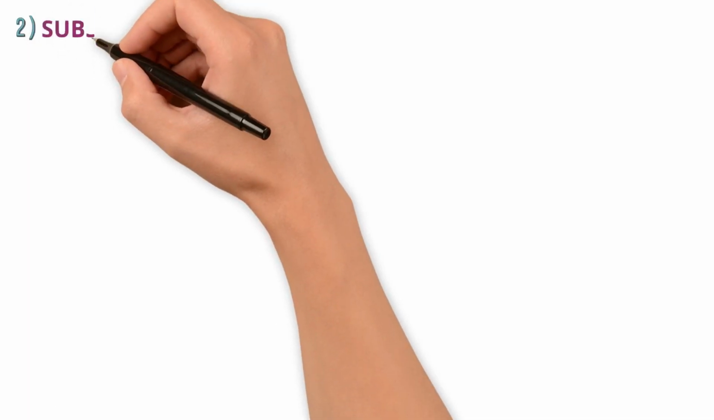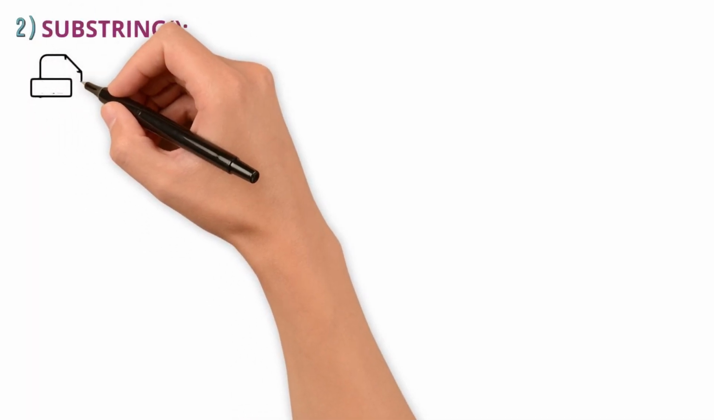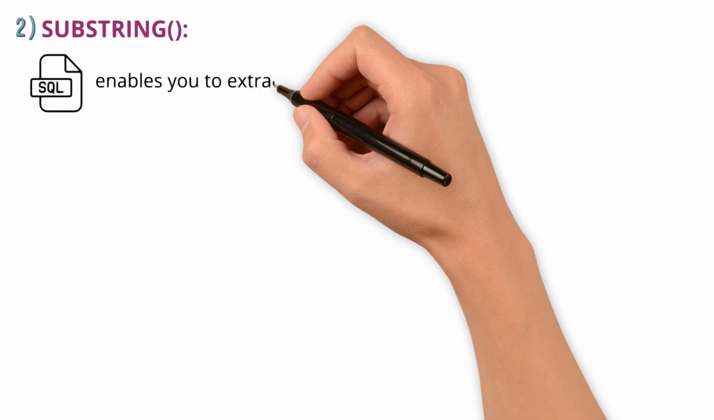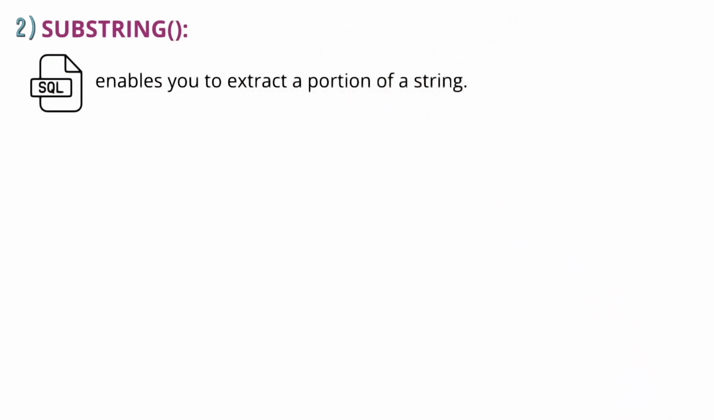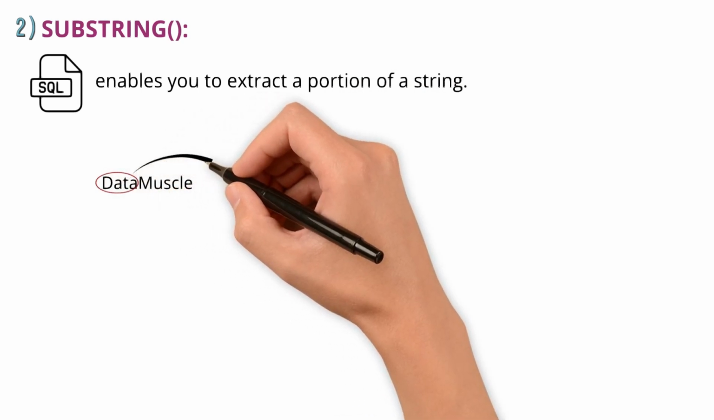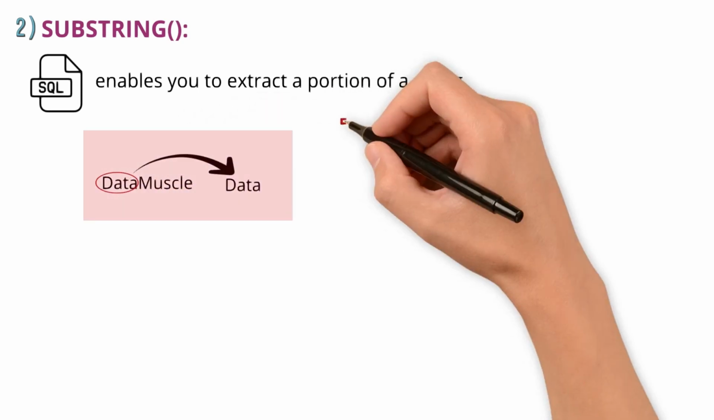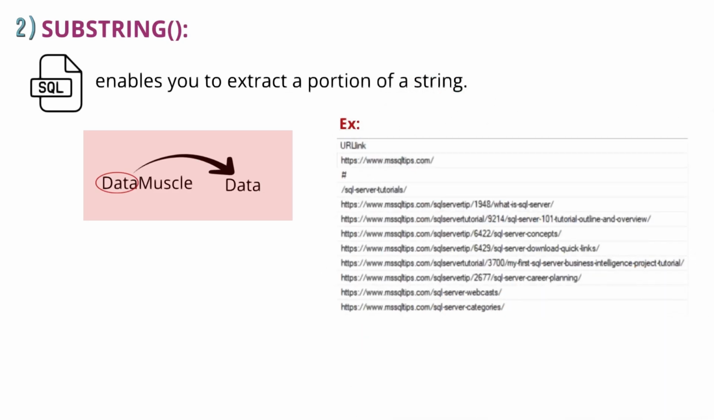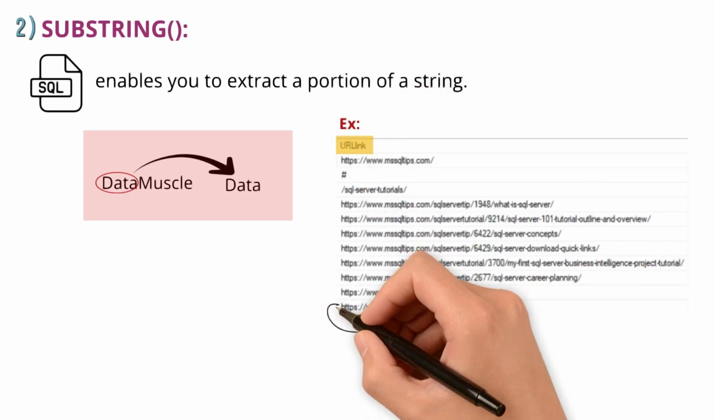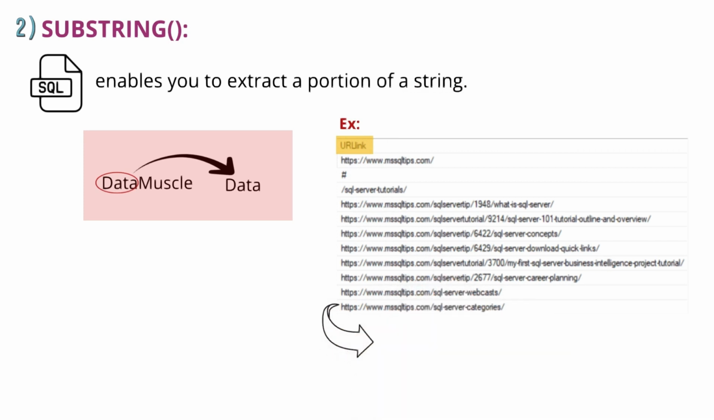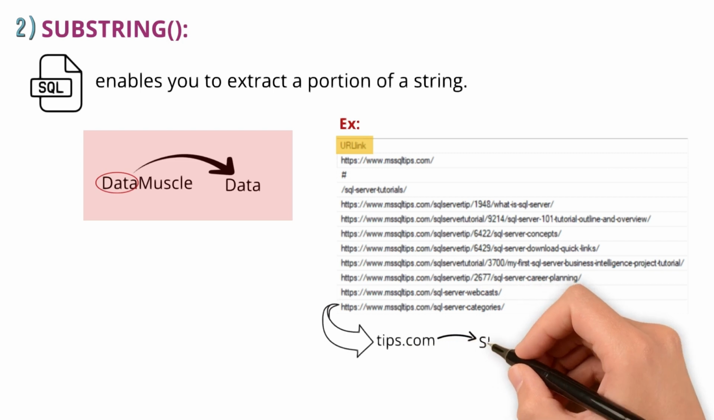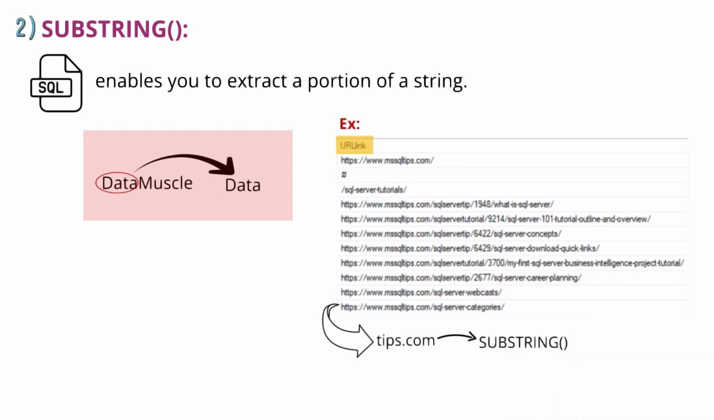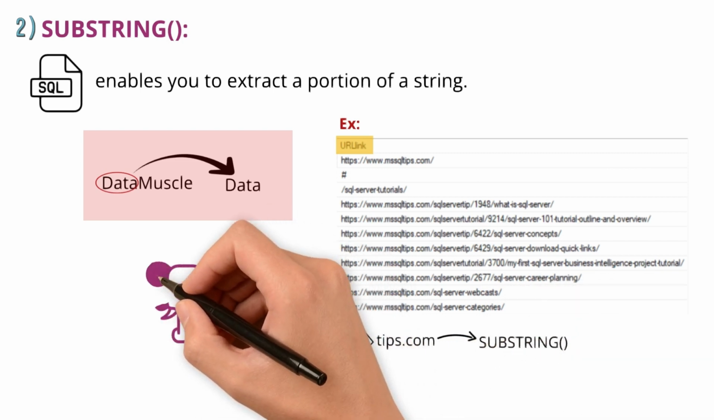Next, SUBSTRING. The SUBSTRING function in SQL enables you to extract a portion of a string. This is particularly useful when you need to isolate specific parts of a text. For example, let's say you have a column in your database that stores URLs and you want to extract just the domain name from each URL. You can use the SUBSTRING function to get this. Let's put this in practice now.